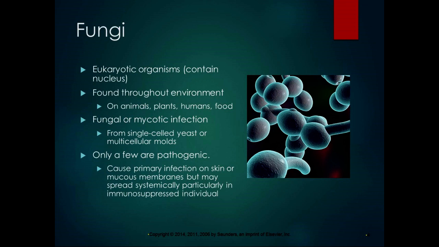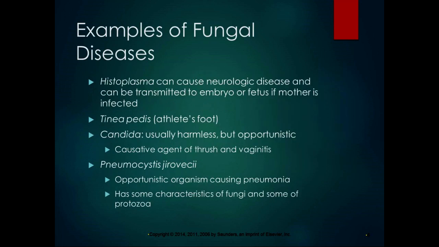Fungal or mycotic infections from single-celled yeast or multicellular molds are common. Only a few fungi are pathogenic. A lot of times they can cause primary infection on skin or mucous membranes, but they can spread systemically in an immunosuppressed person. So thrush is a fungal infection that often occurs with immunosuppressed people in their mucous membranes. So these are just some examples of fungal diseases.